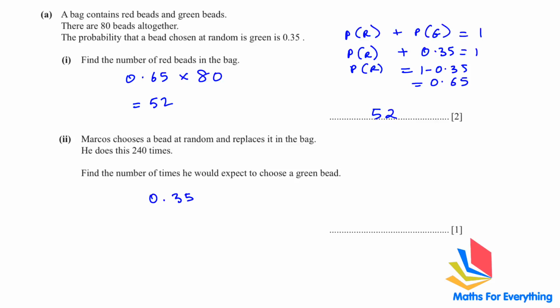And he chooses a bead and replaces it in the bag 240 times. So we multiply by 240. And we will get 84. So that is the number of times he will expect to show a green bead.